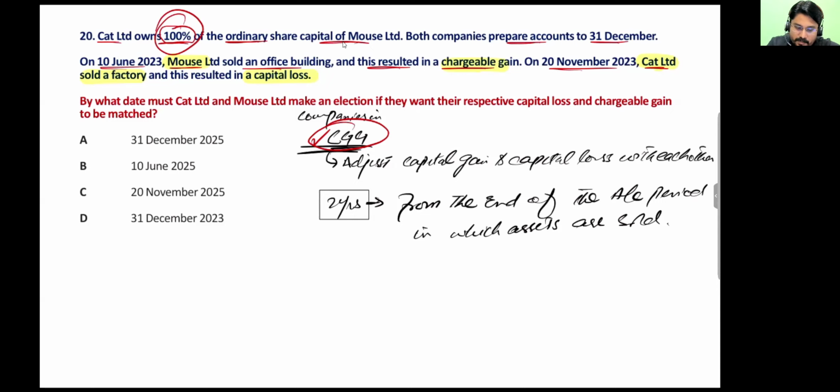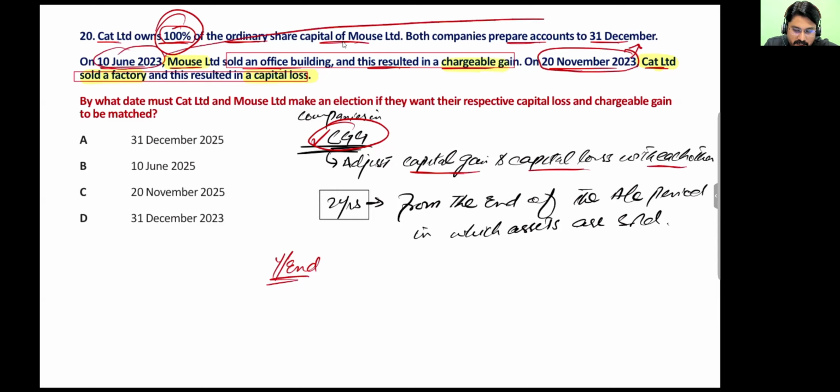Both the companies are in capital gain group, and one of the companies sold an asset which resulted in a chargeable gain. The other company sold an asset which resulted in a capital loss. They can adjust their capital loss and capital gains with each other. But this decision is to be made within 2 years from the end of the accounting period. So first of all, what is the year end date? 10th June 23 year end date will be 31st December 23. So first of all, we must select the year end date 31st December 23.